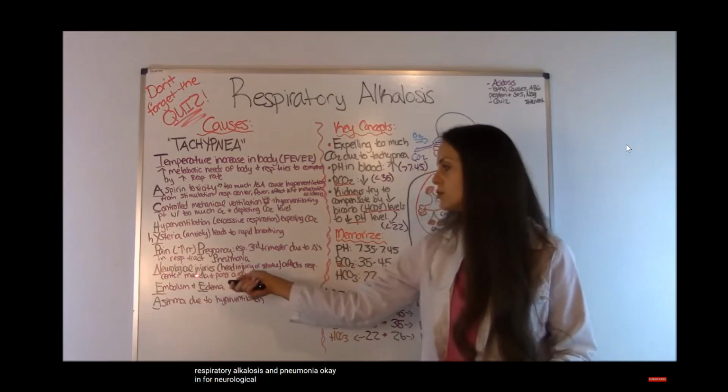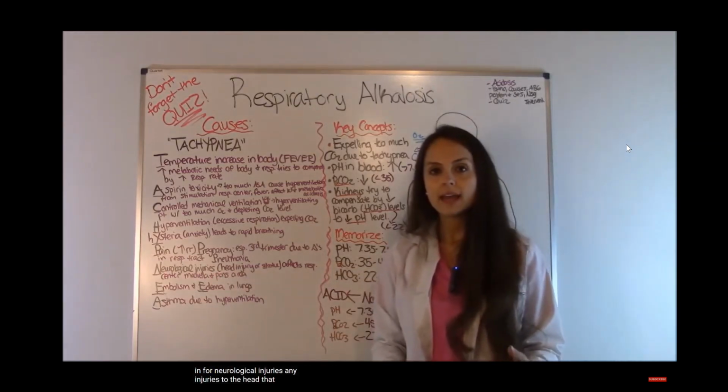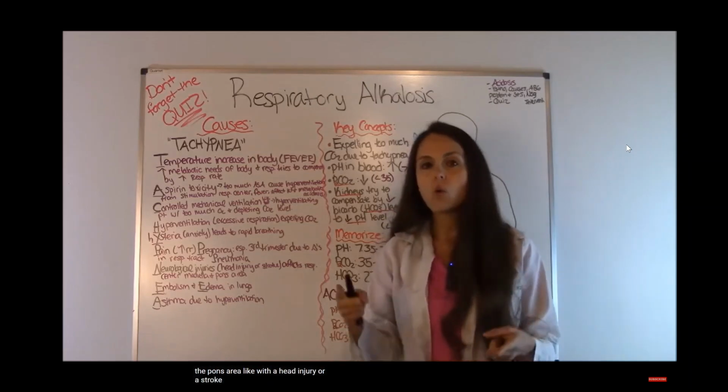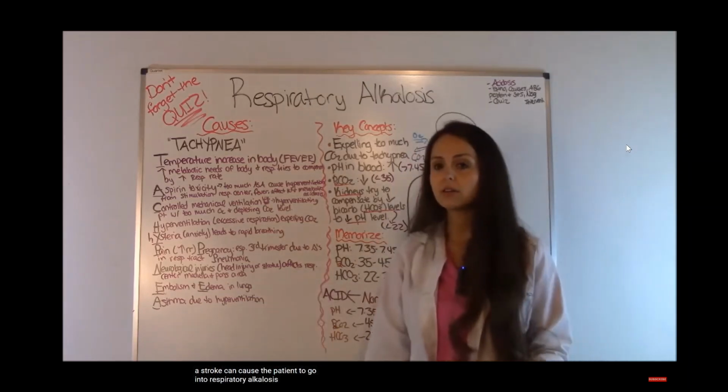Okay, N for neurological injuries. Any injuries to the head that hurt the respiratory center, again, the medulla or the pons area, like with a head injury or a stroke, can cause a patient to go into respiratory alkalosis.